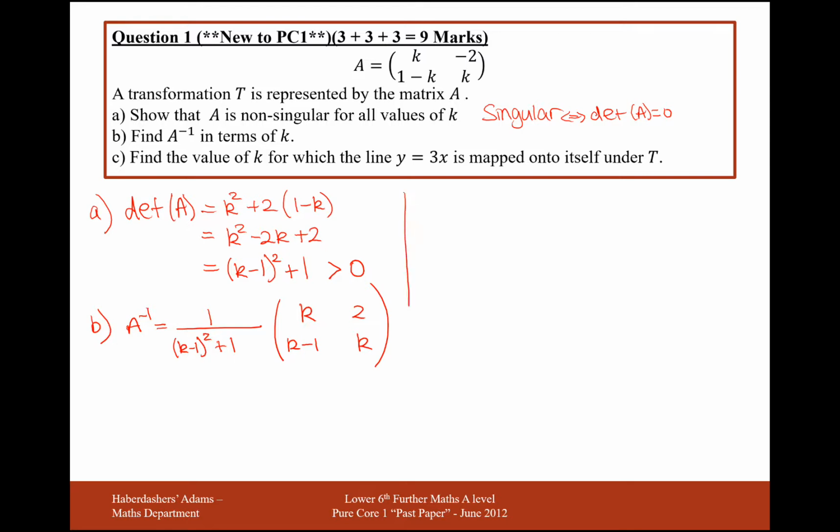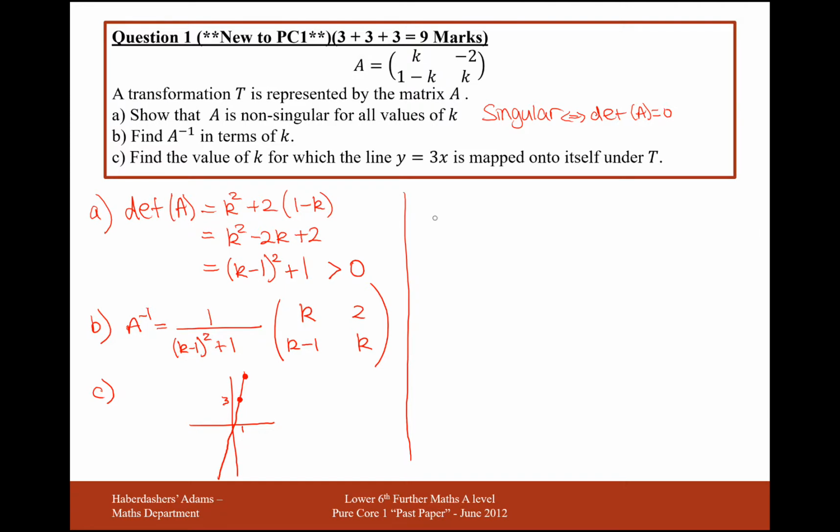Part C is going to be find the value of k such that the line y equals 3x is mapped onto itself. So what it means to have a line mapped onto itself is that if we take any coordinate on that line, say the coordinate 1, 3, once we apply our transformation, it's going to end up at another coordinate along that line. Maybe the same coordinate again, but it's going to be along that line.